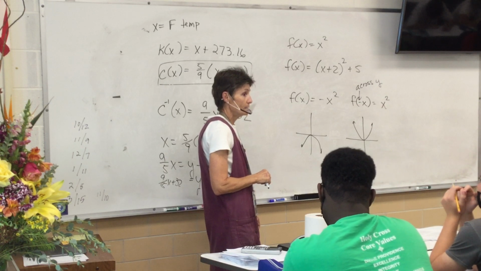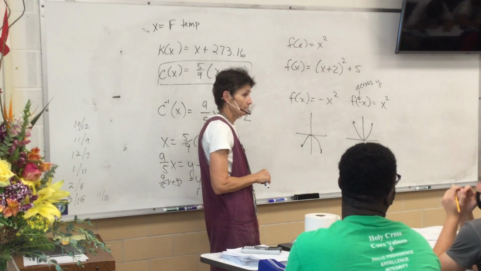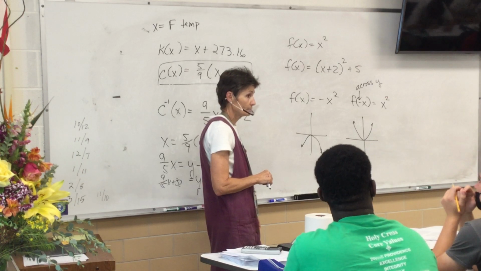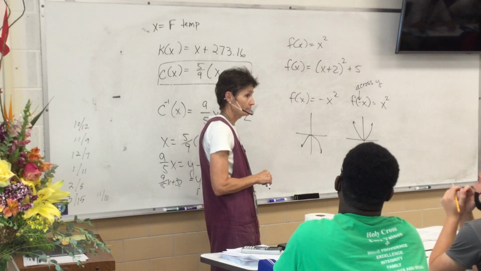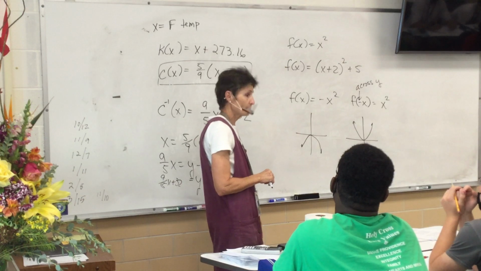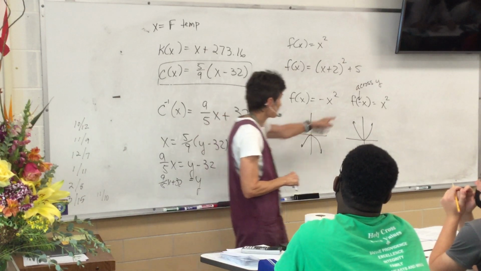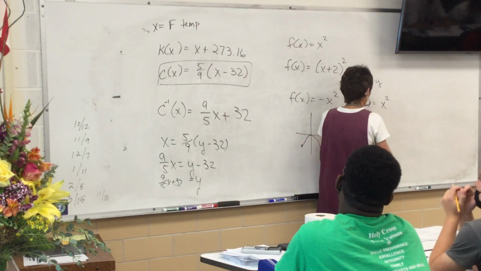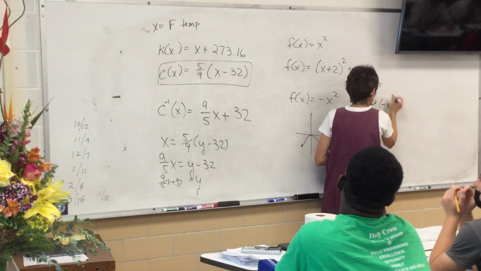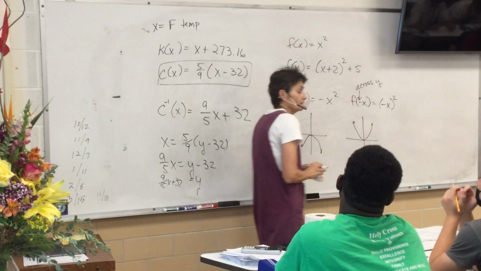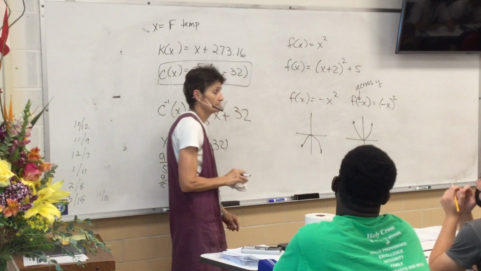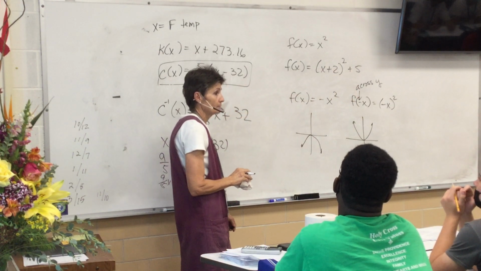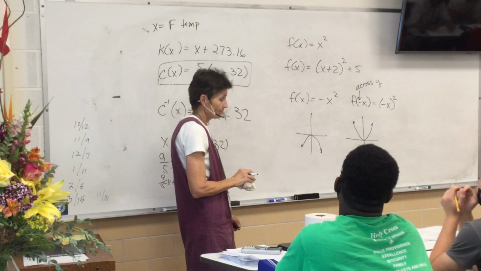If we were going to see a normal function, would that be like y equals parentheses negative x, squared? Yep. So f of negative x would be negative x squared. If it was horizontal translations, it would be negative x plus 2, and then squared.